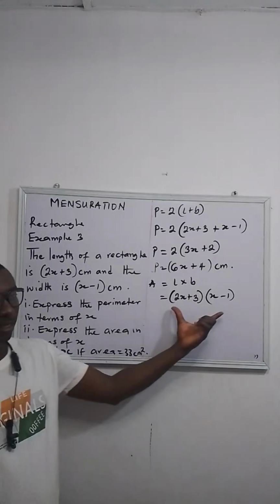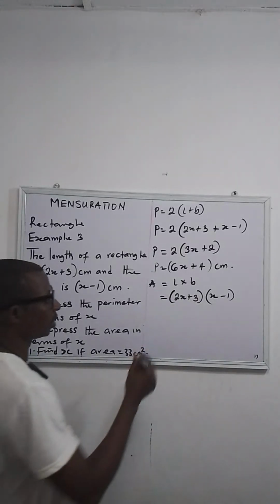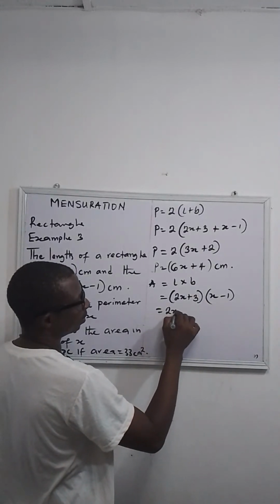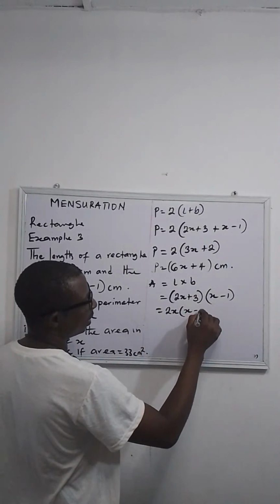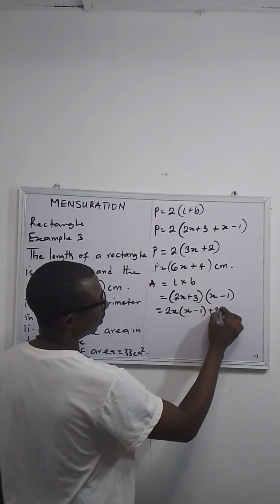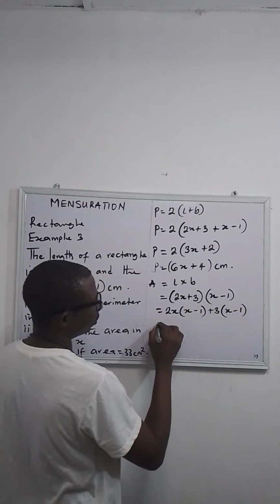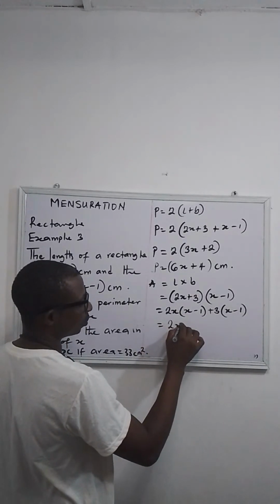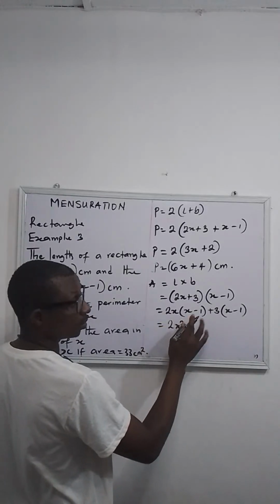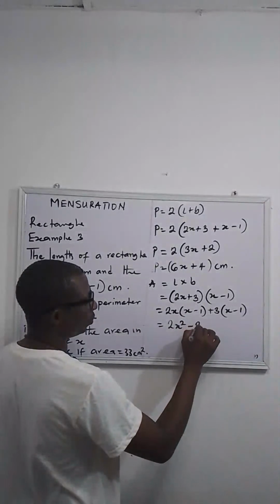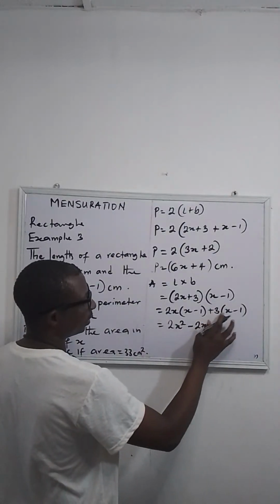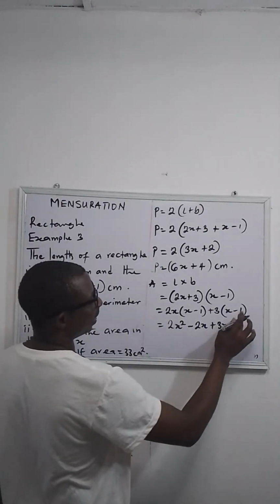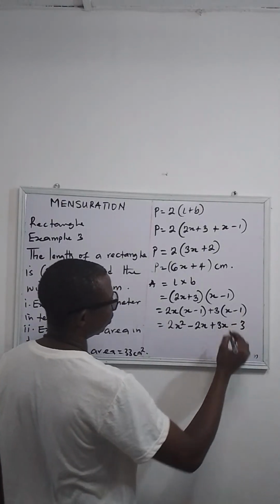So now we just expand this. Let us expand this. So now the first term here multiplies everything we have here. So we have 2x times (x minus 1) and plus 3 times (x minus 1). So now let us open the bracket. 2x times x, that gives you 2x squared. 2x times minus 1, that gives you minus 2x. Now 3 times x, that is plus 3x. Okay, so 3 times negative 1, that is negative 3.